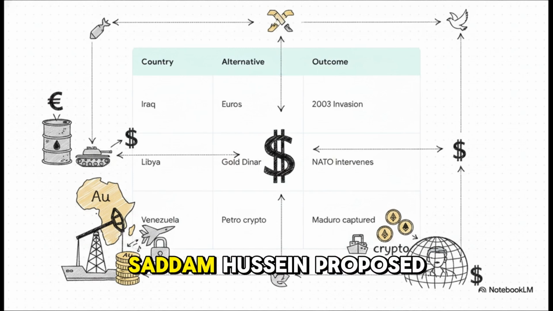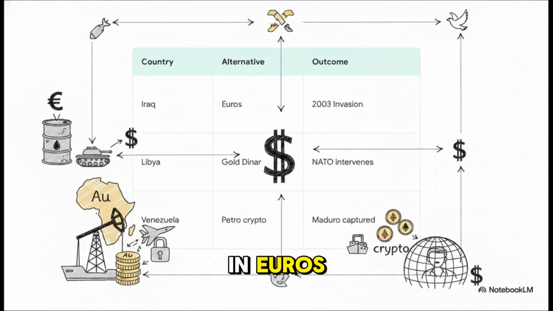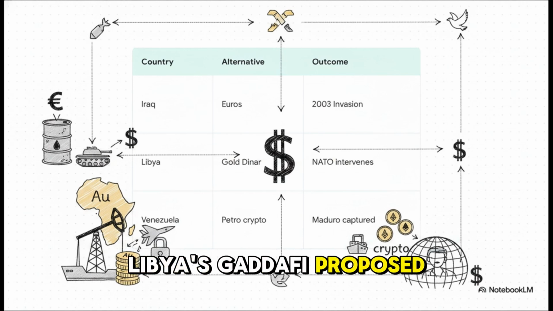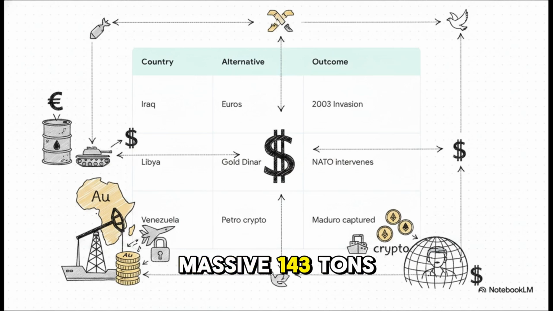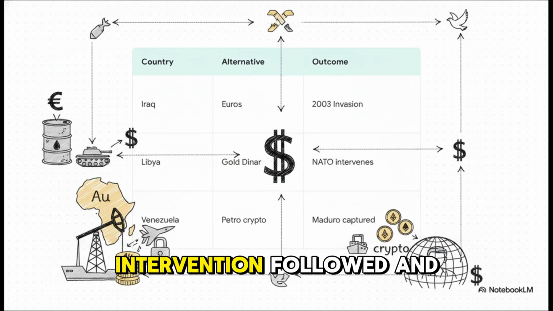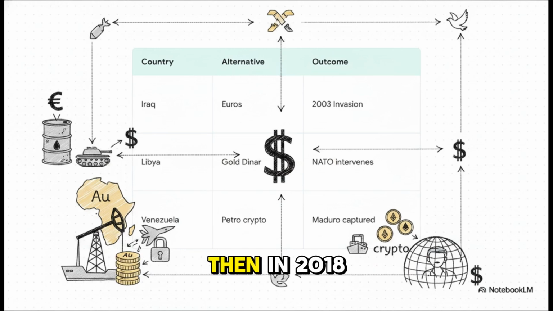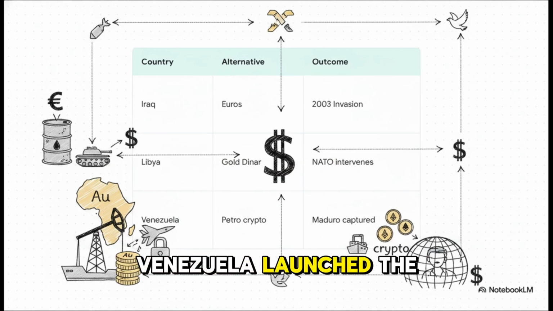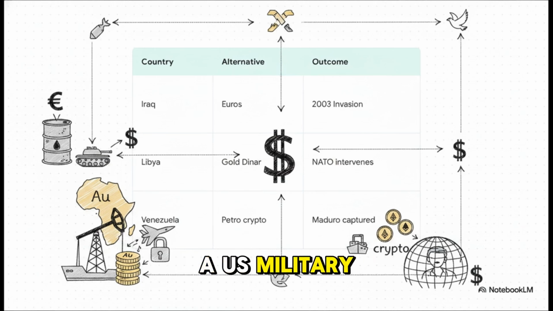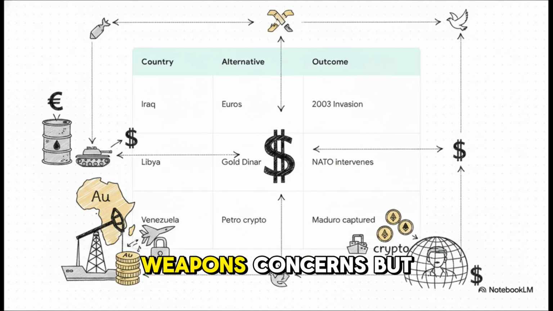In 2000, Saddam Hussein proposed selling Iraqi oil in euros. By 2003, there was an invasion, and oil sales returned to US dollars. Libya's Gaddafi proposed a gold dinar backed by a massive 143 tons of gold for African oil trade. A 2011 NATO intervention followed, and the plan died. Then, in 2018, Venezuela launched the Petro-Crypto project to dodge sanctions. By January 2026, a U.S. military operation captured Maduro.